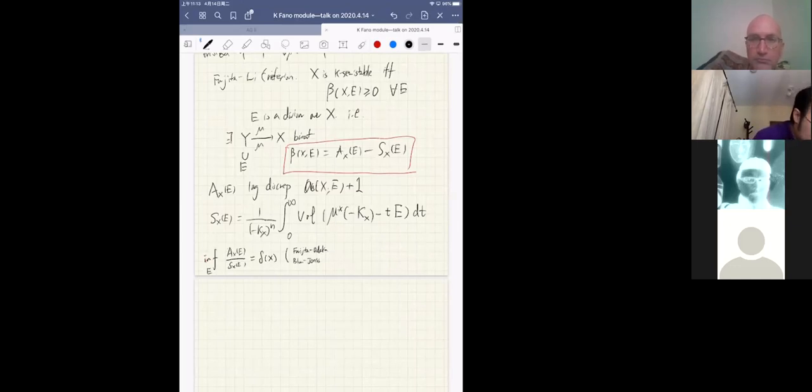So then, there is also something called delta X larger than one. In this case, we call it uniformly K-stable. So basically, A is uniformly larger than S by some multiple larger than one. And this is stronger than the notion called X is K-stable. The K-stable notion was the original notion defined by Donaldson and Tian. But in our setup we actually can use Fujita.